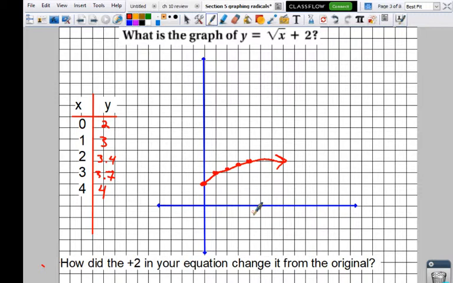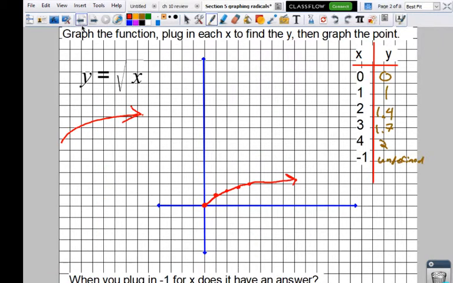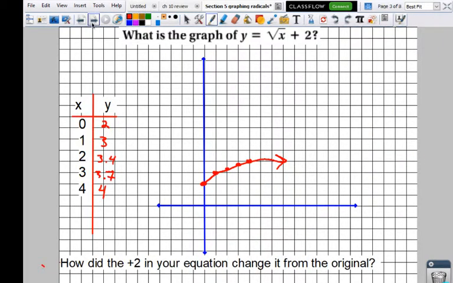Alright. So we got this graph, right? So I had this plus 2 on the end of this graph. How did this plus 2 change the graph from my original? So this is my original, right? What did the plus 2 do? Put it up just 2 points higher. It went up 2, right? We counted up 2. Literally, it's the same thing, just up 2.